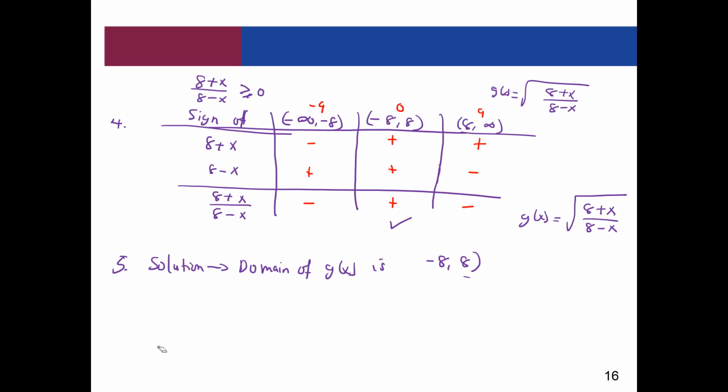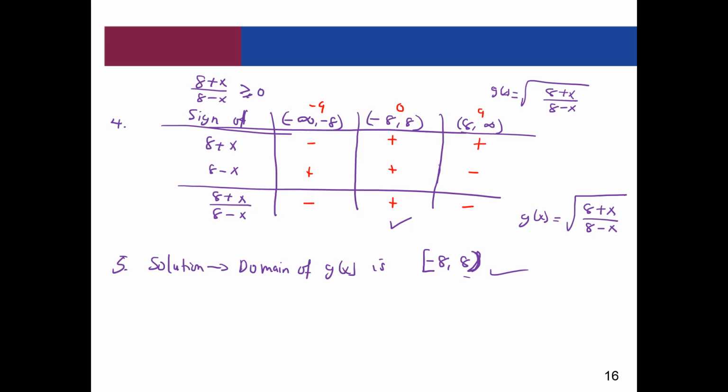Okay. This part will be brackets. That is on the negative endpoint, -8. But parentheses on the what? On the +8. So that will be the domain of the function.